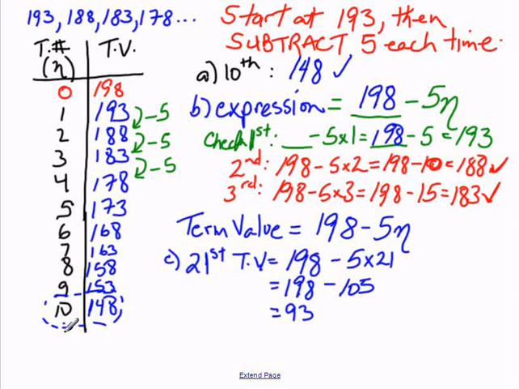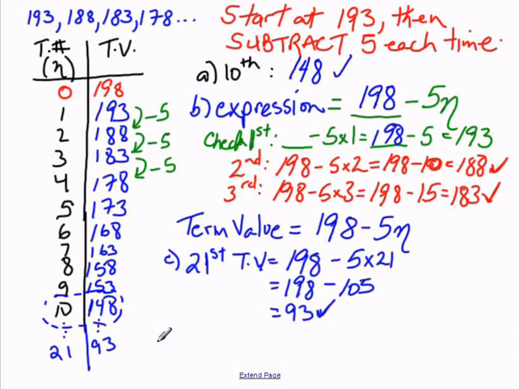So if I kept going, the 21st number of the pattern is 93. Makes sense. The odd number term numbers are the ones that end in 3. So that makes sense to me. Good way for me to check that I've done a good job calculating here. So the 21st term value is 93.